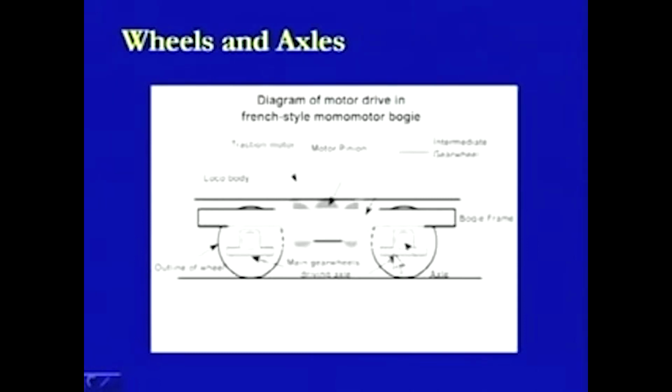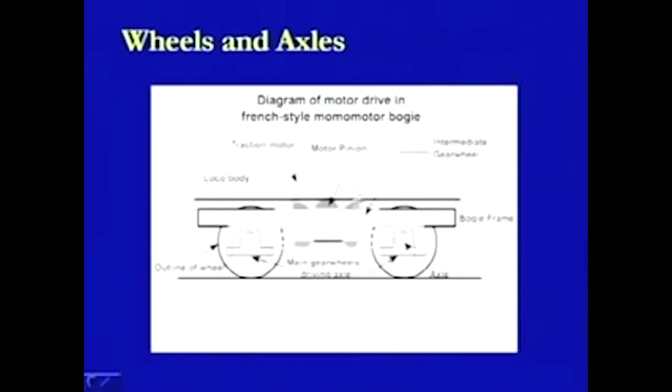This is another diagram which shows how the two wheels or axles have been combined together in the coupled condition, and the same motor is providing the tractive power to the two wheel bases or axles. Here what we can see is that there is a motor pinion being provided at the center somewhere here. Then there is a traction motor which is being placed at this level which provides the total motive power to the vehicle.